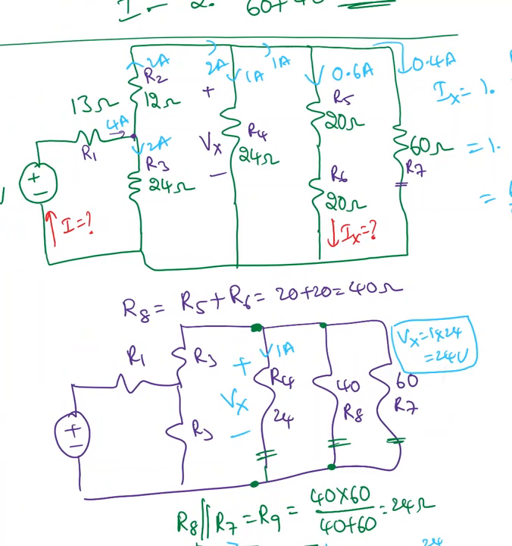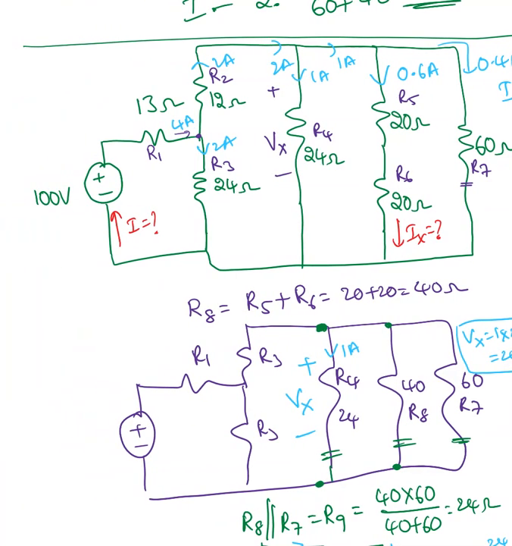So this is how you solve for currents and voltages, and you can find power also, or power consumed by any element in this circuit by using this method. So this is called the series parallel combination method. I'll stop this video here, solve more examples in the next video.